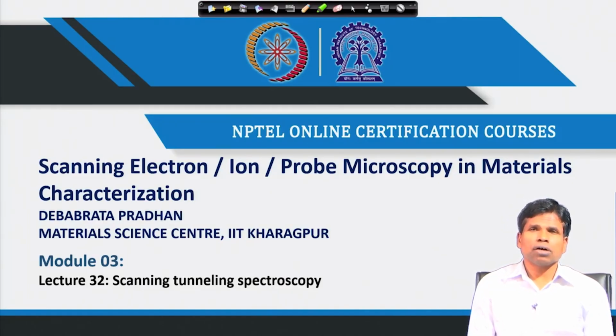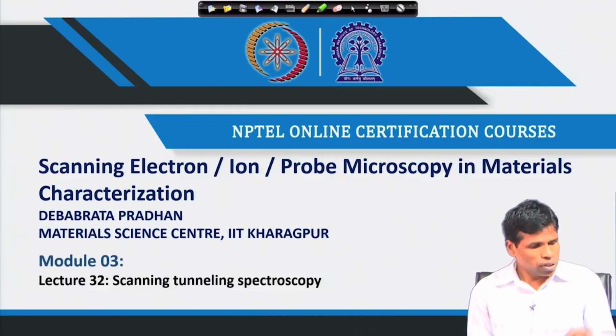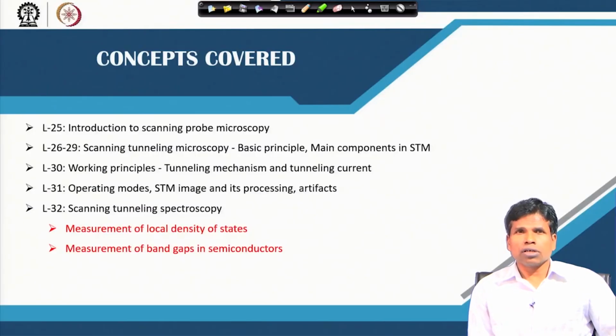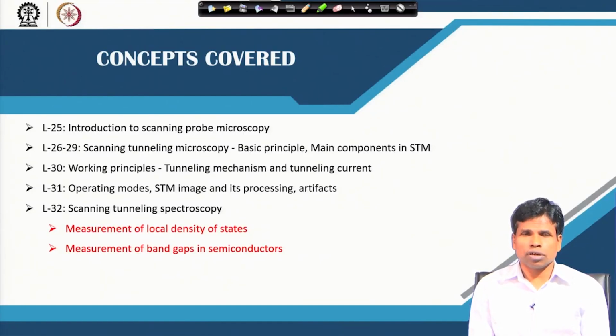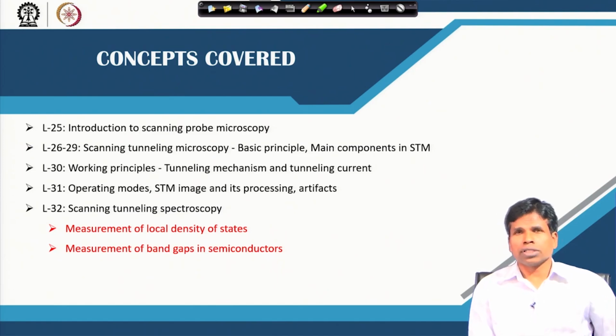The same machine, same technique can be utilized for getting electronic structures of the material or further information about the material surface, particularly the surface. So, in today's lecture we will discuss how to measure the local density of states of the surface and also the band gap of the sample or surface, including for those nanomaterials.